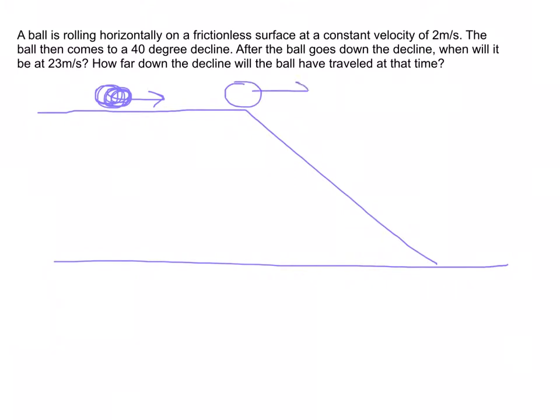the initial velocity is going to be equal to 2 meters per second. It's also going to have gravity, which is our acceleration, equal to 9.8 meters per second squared. And the question is asking, when will the final velocity equal 23 meters per second?